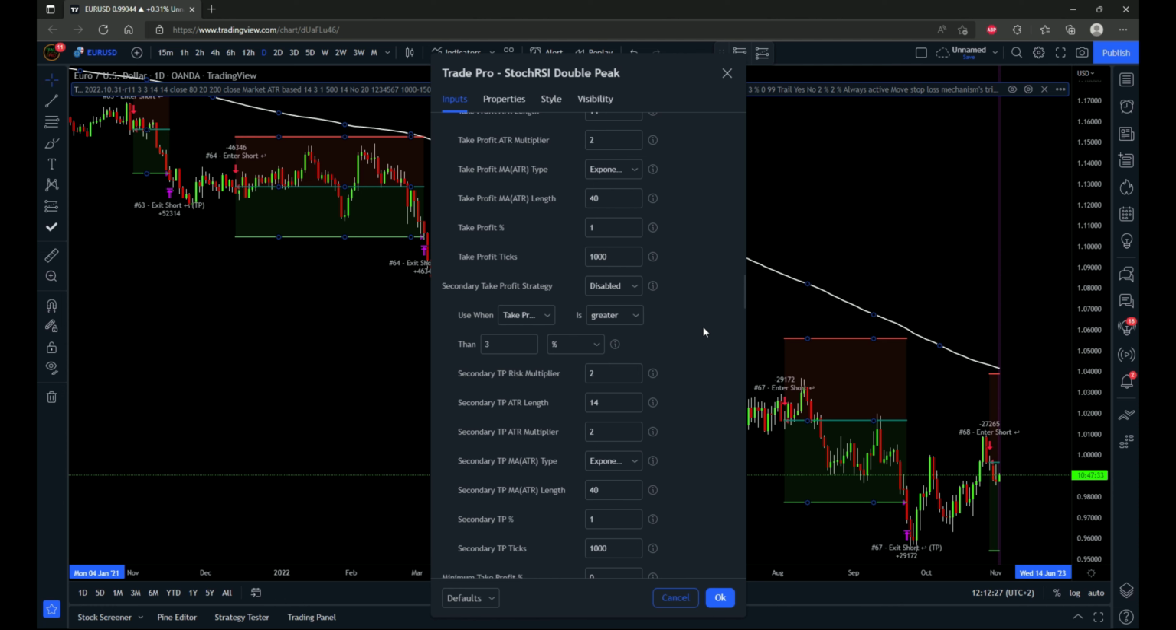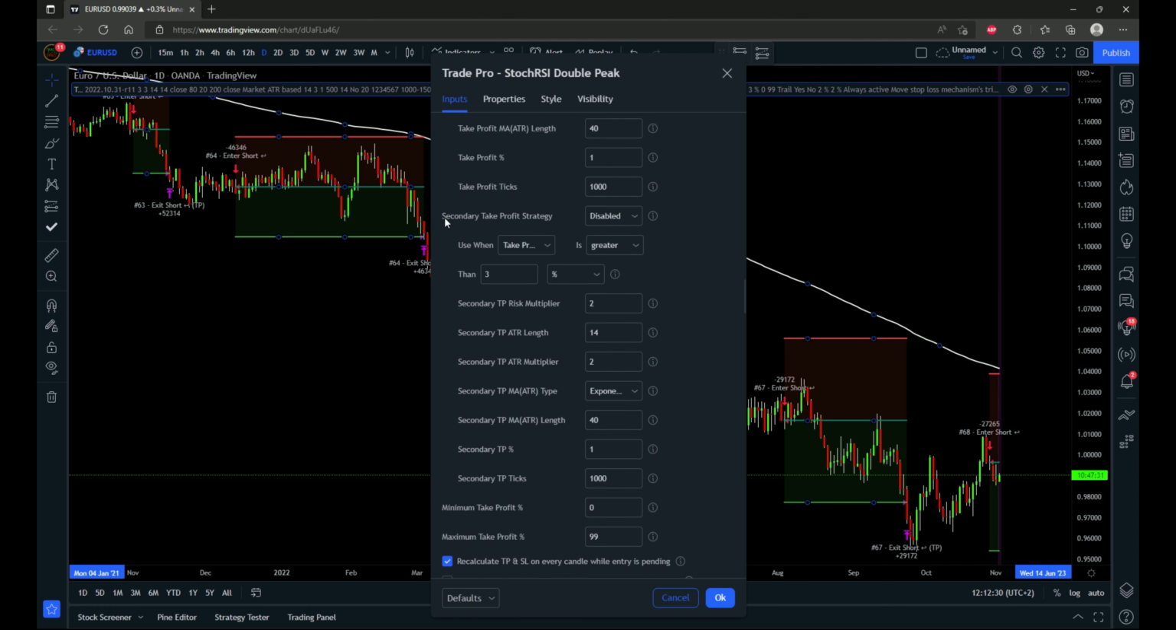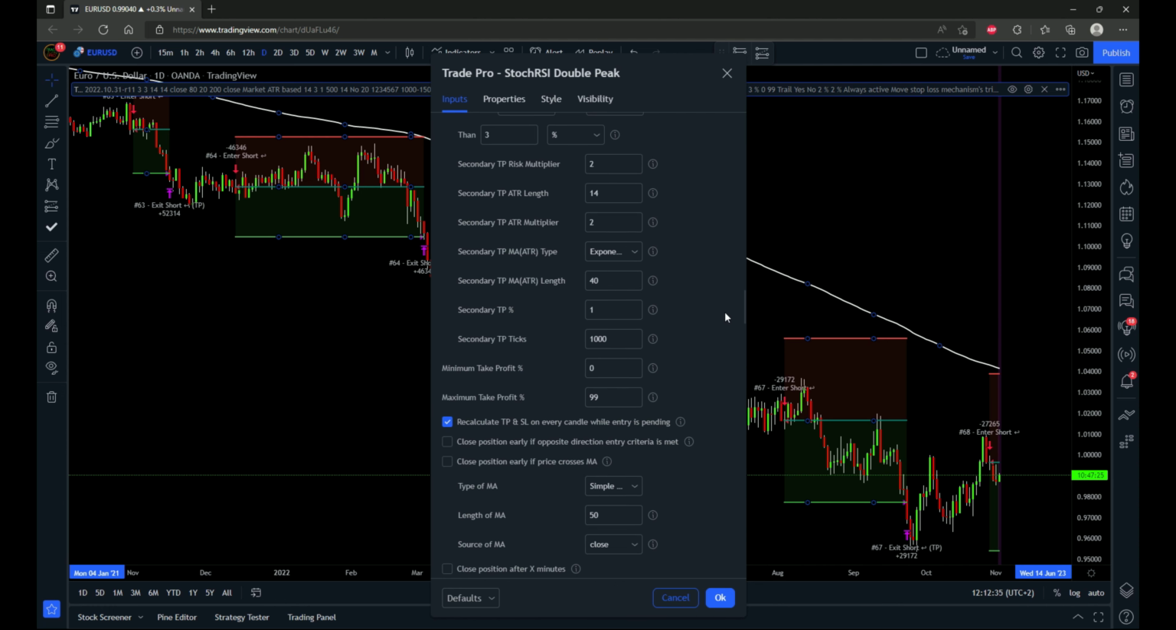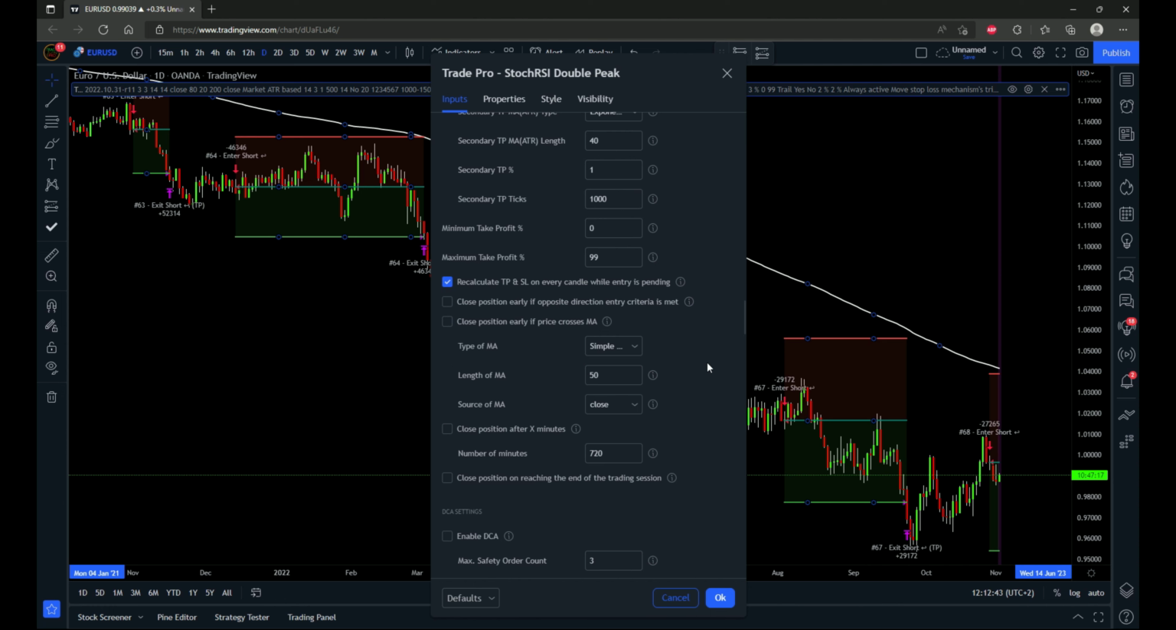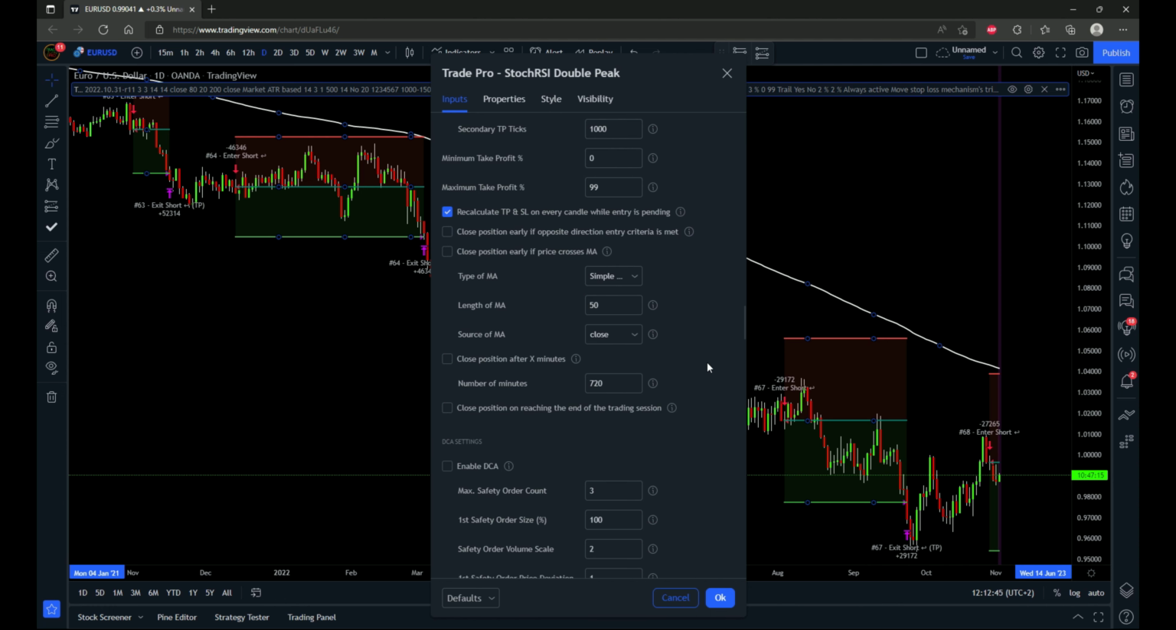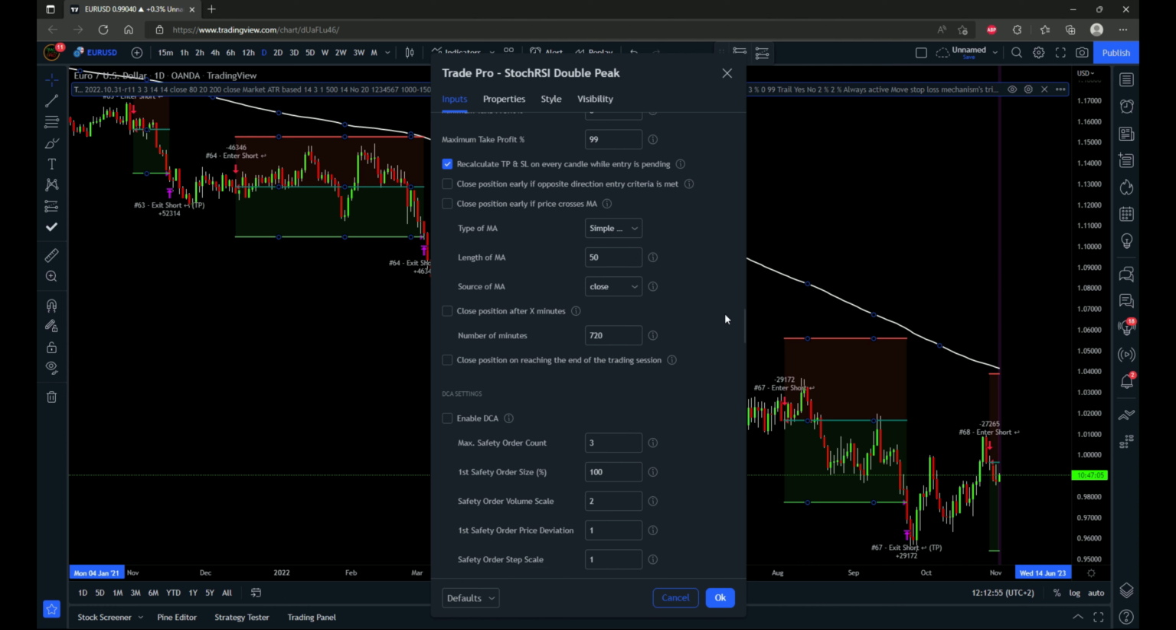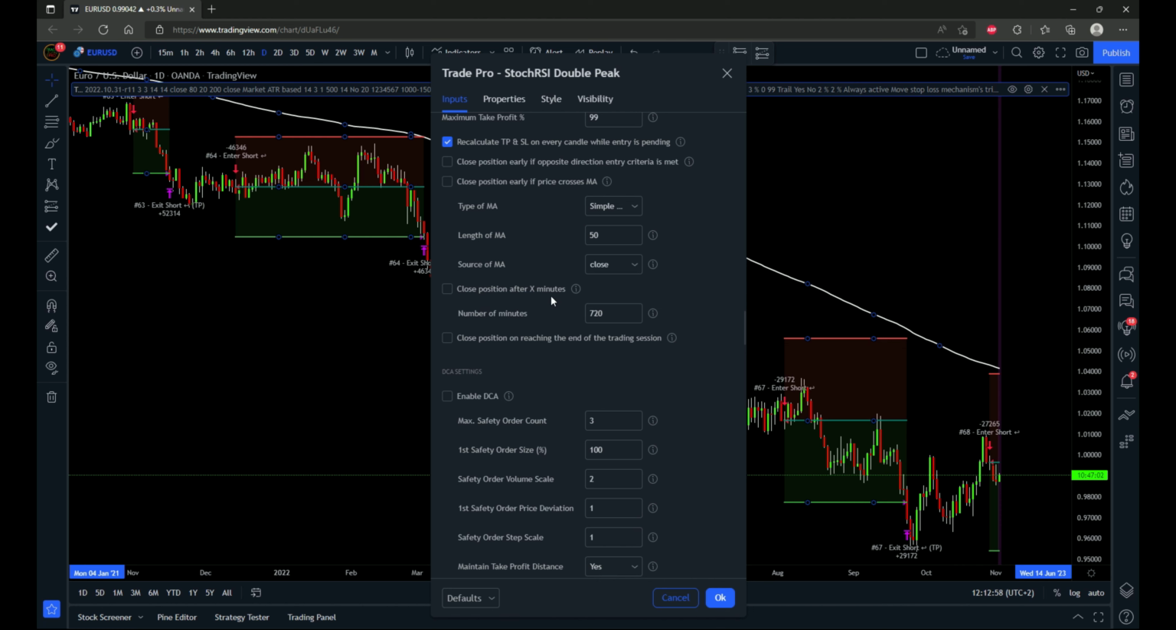So we can go down here where we do have the ability to have a secondary take profit, so multiple take profits instead of just a close all at one point type of take profit. You could have partial profits being taken as well. And as we move down here, we have a few different things where you can close the position early if the opposite direction entry criteria is met, close position early if price crosses a certain moving average of your choice, close it after a certain number of minutes, close it on reaching the end of the trading session as determined by what you set as the trading session.